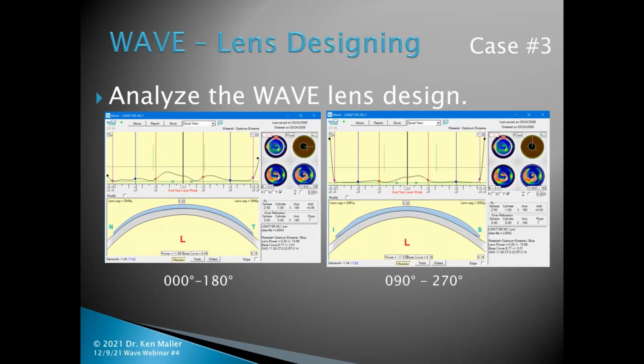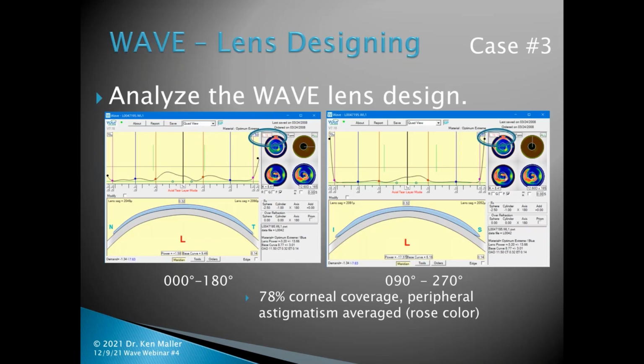So going back to the display, both the horizontal and the vertical, you can see I only got 78% corneal curvature here, and that was captured by the topographer. So we're missing almost 25% of the corneal curvature that we're trying to design a lens for. That's a lot of extrapolated data. Once again, the peripheral astigmatism was average, because you can see it's a rose color.